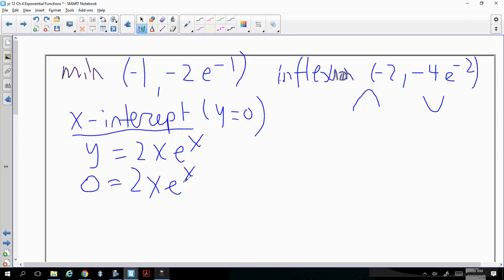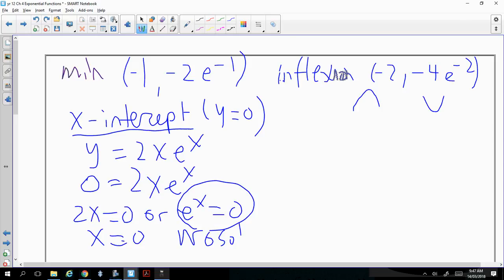We found the x-intercept. How about the y-intercept? For the y-intercept, substitute x is 0. So you get y equals 0 times e to the power 0, which is 0. Okay, so y-intercept 0, x-intercept 0. We're almost ready to sketch the curve. Let's draw the graph.